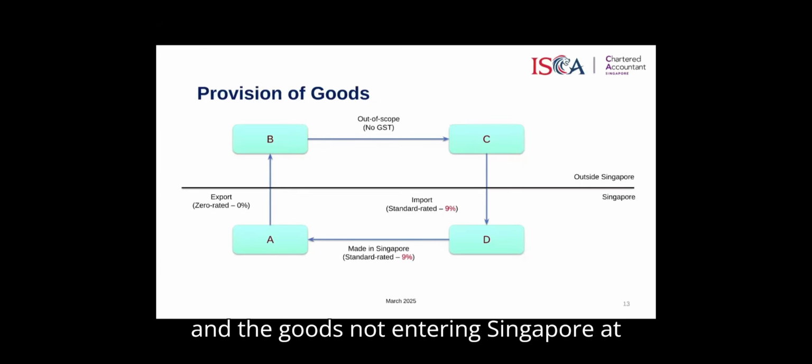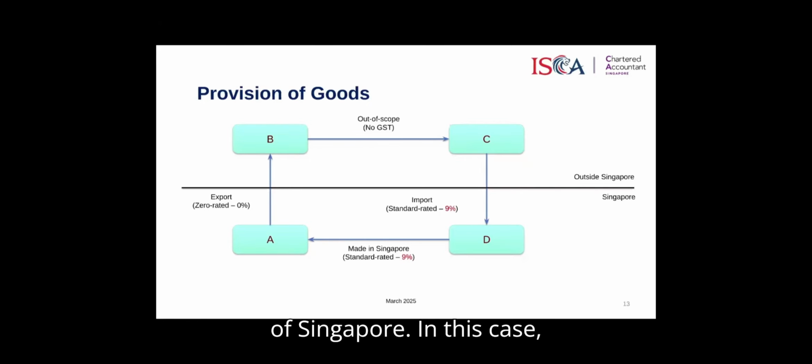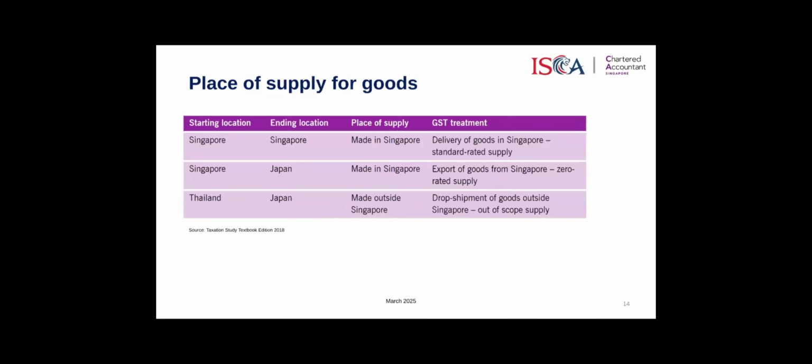On the next leg, C sold the goods to D, and D is based in Singapore. Therefore, the goods physically entered Singapore from outside of Singapore. In this case, D will be required to pay GST at the borders, administered by Singapore Customs, in order for the goods to enter Singapore, and this will be considered a standard rated transaction. And lastly, when D sells to A, the goods are being sold to another customer in Singapore and physically moved to another location in Singapore, considered as made in Singapore, and also a form of standard rated supply.